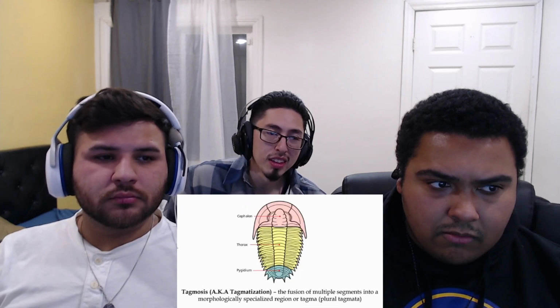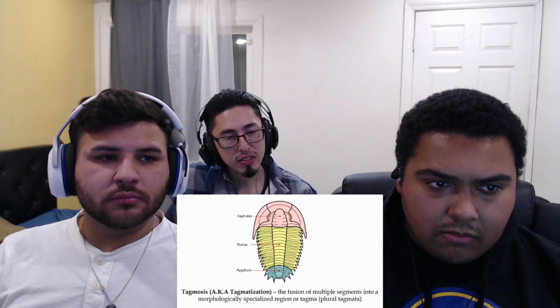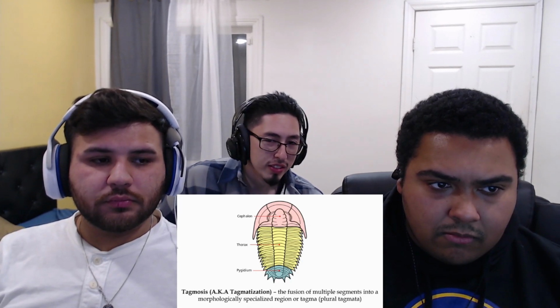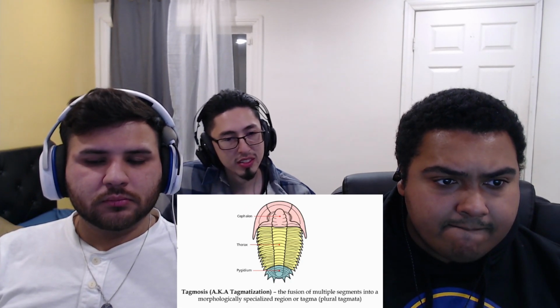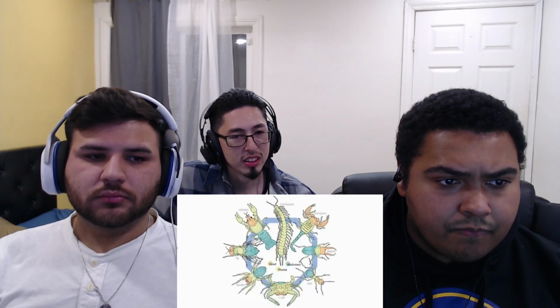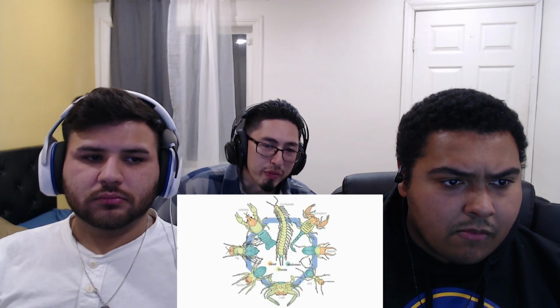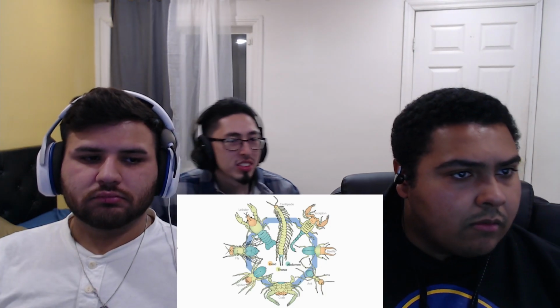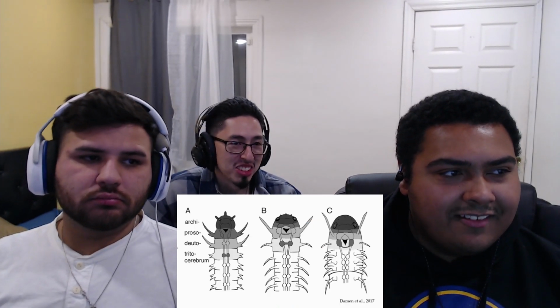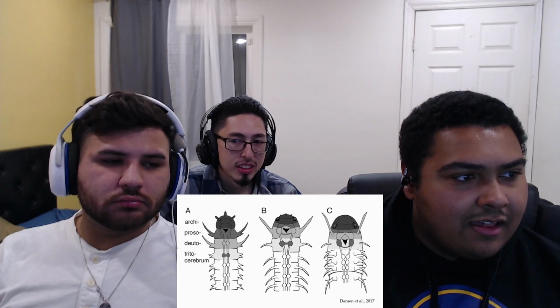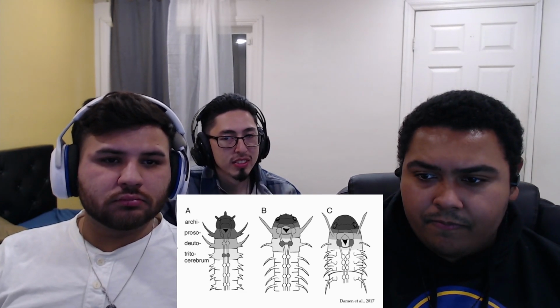One way this specialization of segments may manifest is through tagmosis, the fusion of multiple segments into a single morphological unit, or tagma. On Earth, many groups of arthropod have independently undergone tagmosis to organize their body into different regions for a specialized function. One very likely development is for some of the anterior segments to unite into a tagma dedicated to feeding.